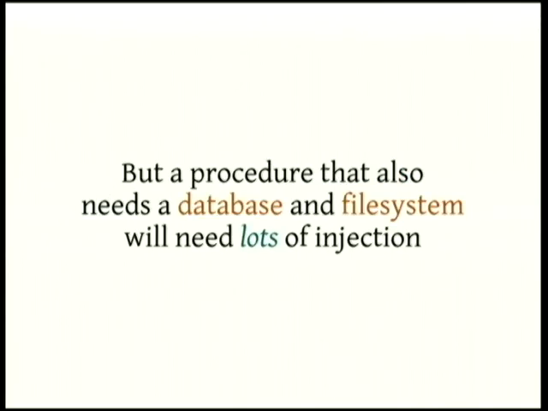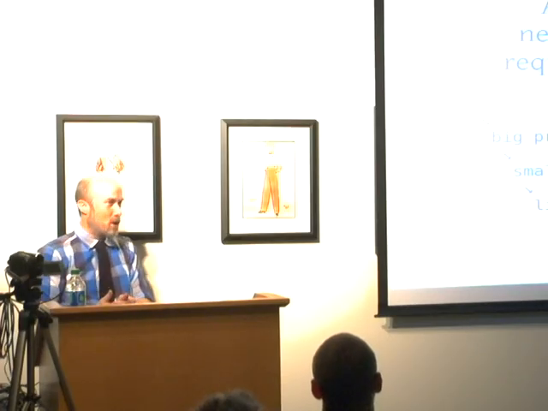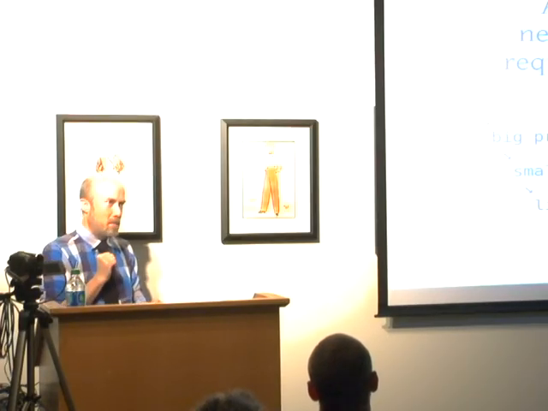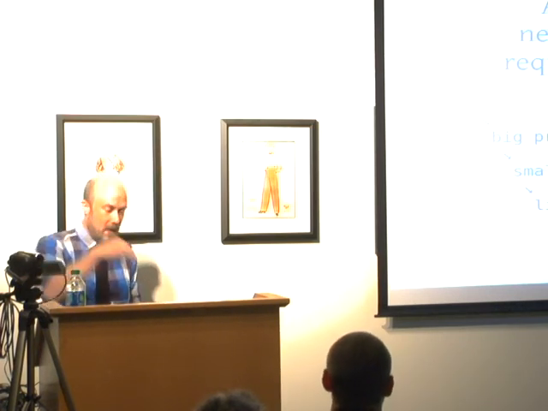It might look simple for one service, an I/O routine that just needs to make an HTTP request, but a procedure that also needs, let's say, database and file system access is going to need lots of injection. What you tend to get if you use dependency injection is high-level functions that need everything in the kitchen sink. Because if way down beneath them anyone tries to talk to the database, it's got to be dependency injected. If another procedure needs the web, it needs to be dependency injected.